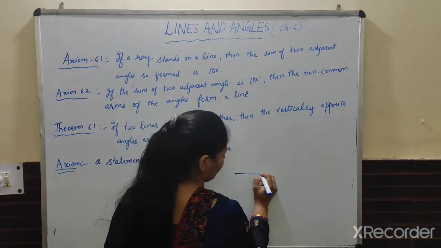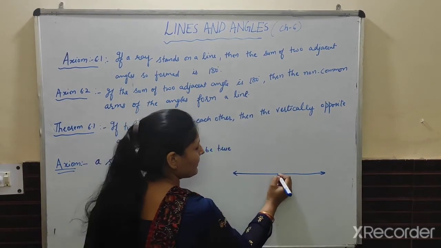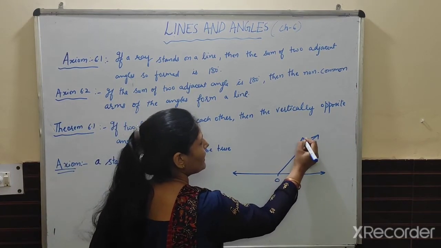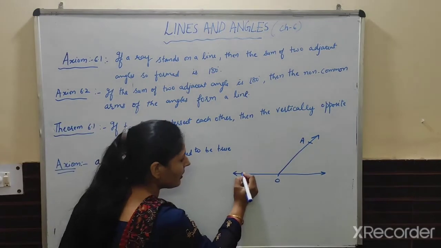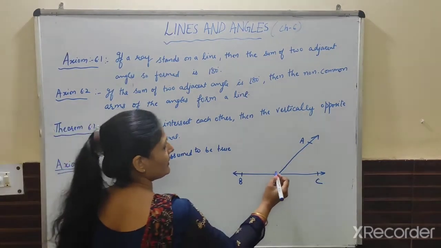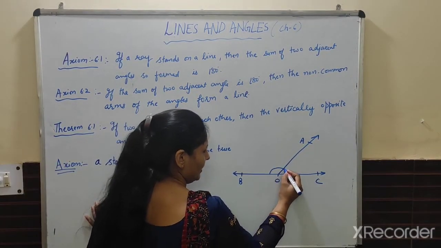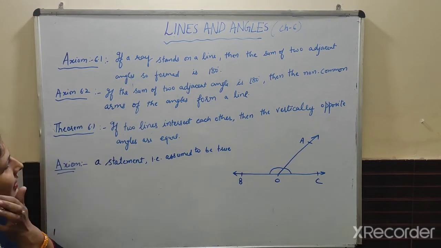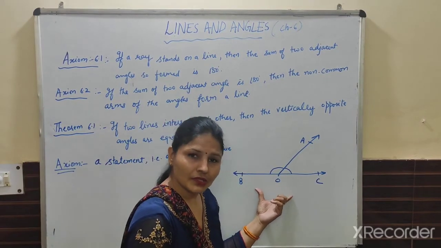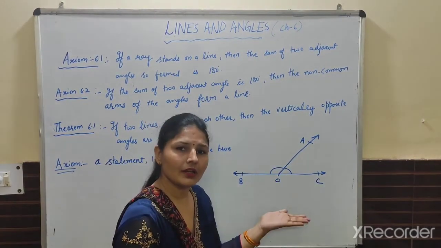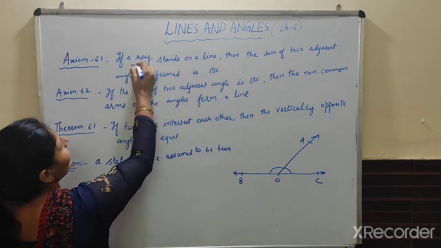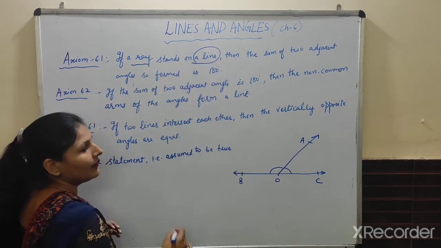is 180 degrees. A ray stands on a line. For example, OA is a ray standing on a line BC. The sum of these two adjacent angles, AOB and AOC, is 180 degrees. It is understood. OA is standing on a line. BC is a line. This is given to us.